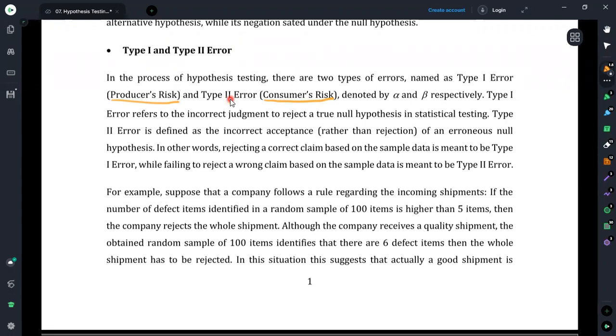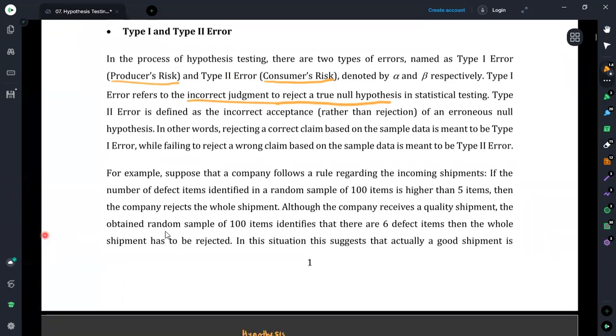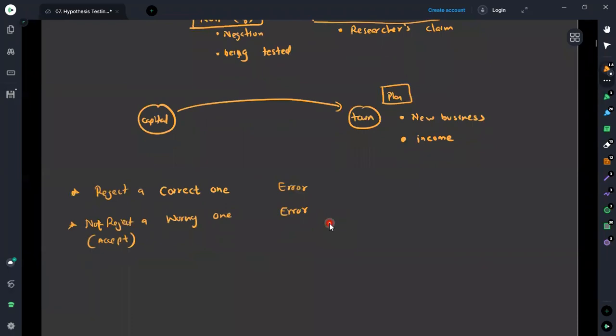Type 1 error refers to the incorrect judgment to reject the true null hypothesis in statistical testing. It means that if we are making an incorrect judgment to reject the true null hypothesis, then it is called the type 1 error. It is as if we are rejecting a correct one, then this would be type 1 error.